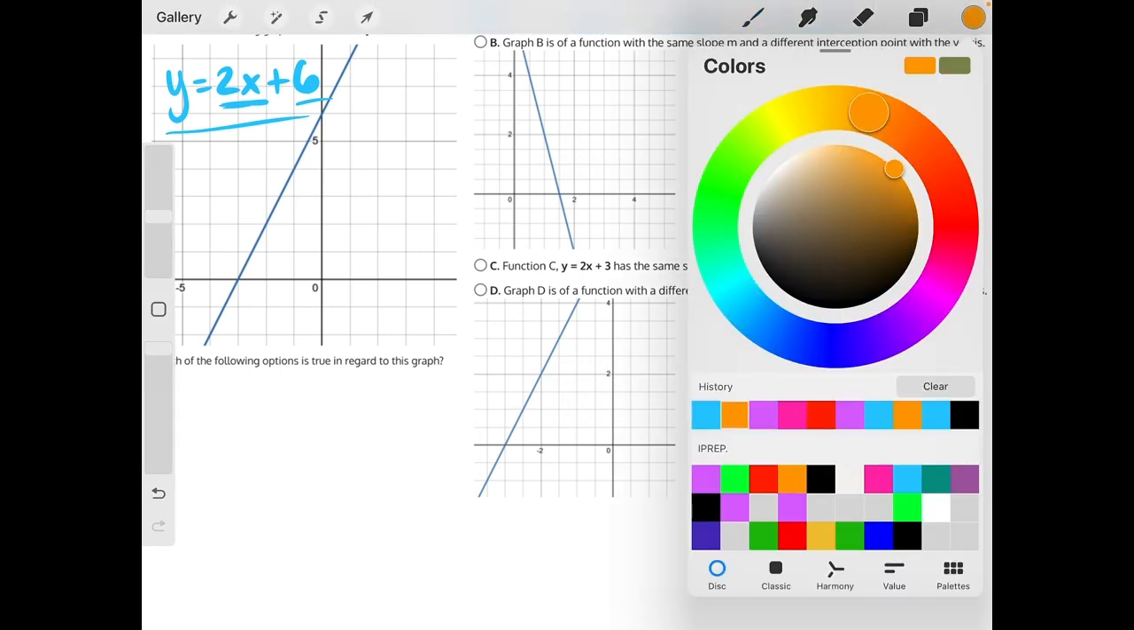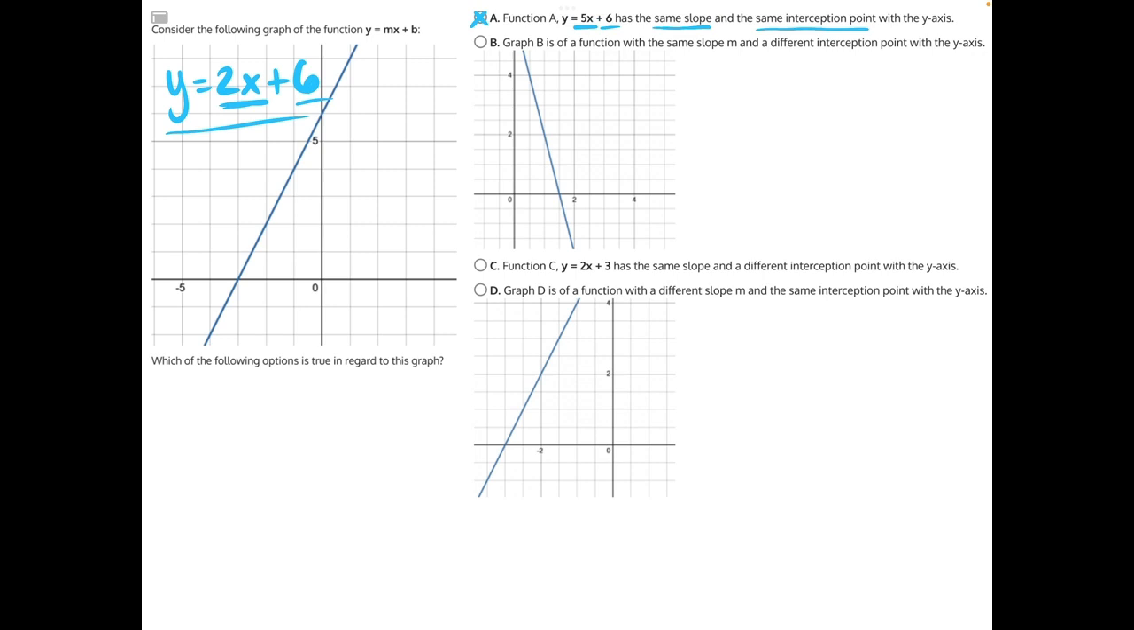Now let's look at answer choice B. Graph B is of a function with the same slope. Again, pause, let's take a look. Here we have a positive slope in our original function and a negative slope in our function of answer choice B. So immediately we can mark answer choice B incorrect and keep going. But for the sake of the video, let's look at the rest of the answer choice. And a different intercept point. The intercept point is off of the screen, so we wouldn't have been able to verify that anyway. Let's mark answer choice B wrong and keep going.